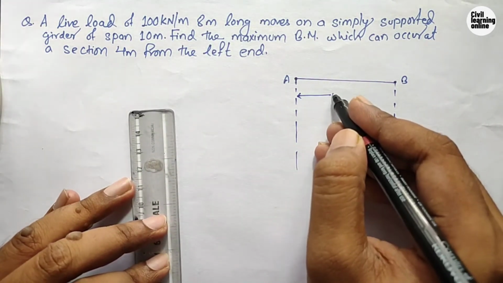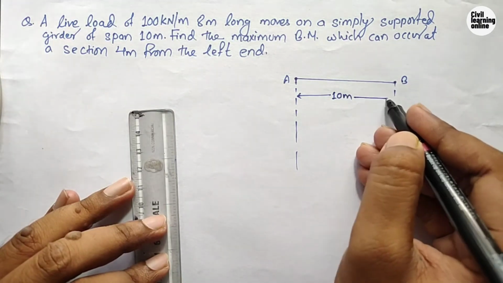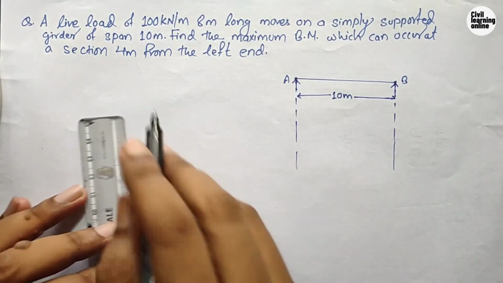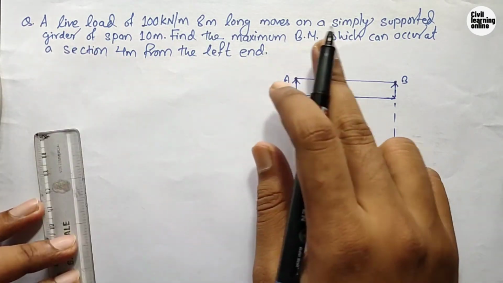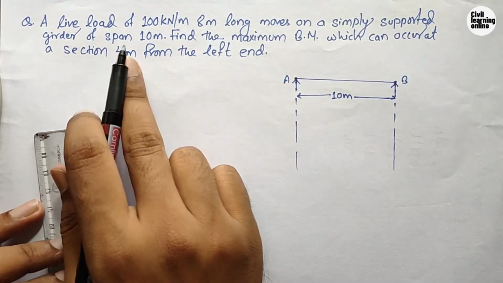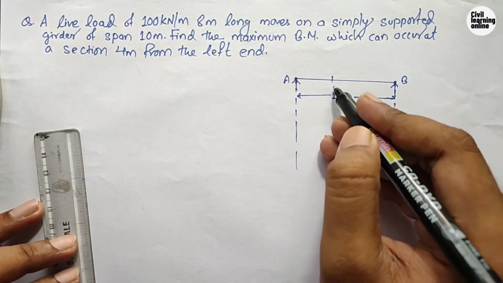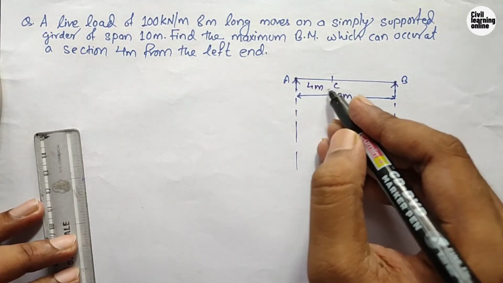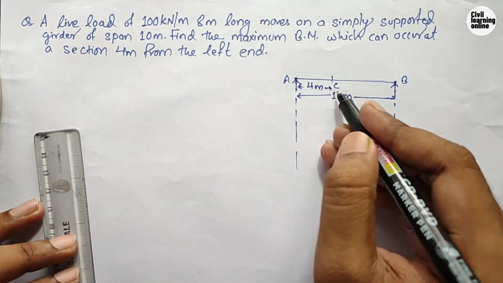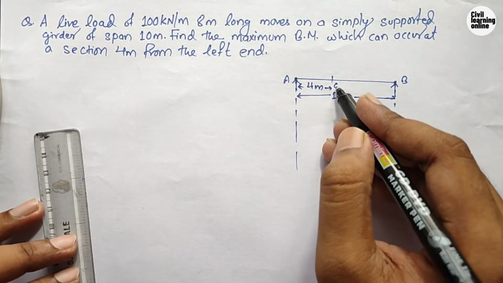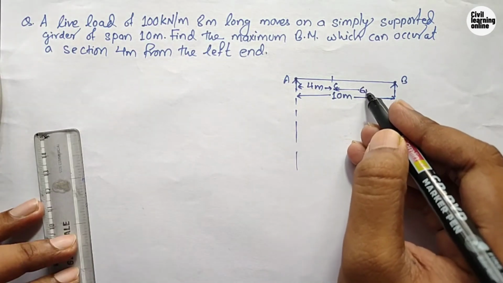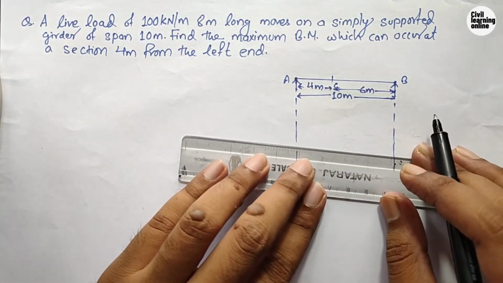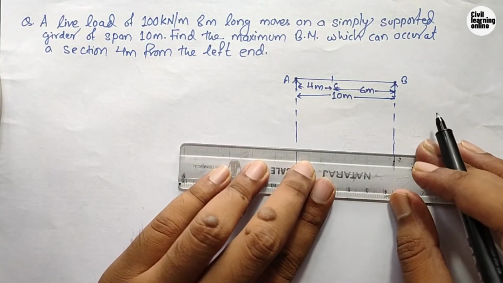So we are assuming that this span is 10 meter in order to solve this numerical, and we are asked to calculate the maximum bending moment which occurs at a section 4 meter from the left end. So let us suppose this is our point C, which is at 4 meter from the left support. AC, span of AC is 4 meter from the left support, and the remaining span CB will be our 6 meter. Now we need to draw the influence line diagram here for the maximum bending moment.